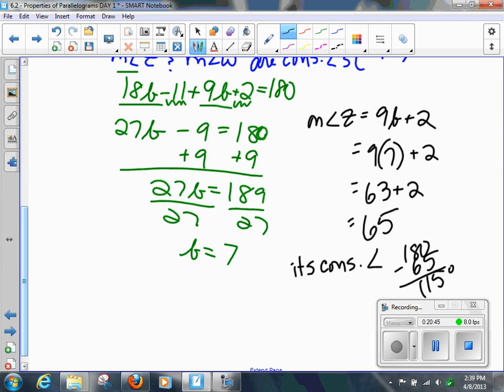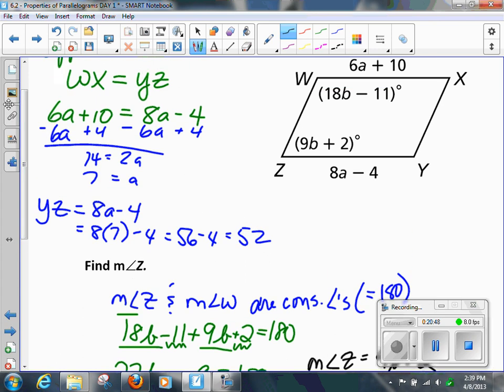So if I had to go back and put these measures into my picture, 9b plus 2 was how much? That was 65 degrees. What other angle is 65 degrees, y'all? Is that right? Okay. And we solved for W, which was 115, which leaves angle what to be 115? 115. Angle Y. Pardon me? It's like if Z is a straight line, Z gets straight X, and Y goes straight up to W. So you have to know that it goes with 180, right? Consecutive angles are 180 degrees.